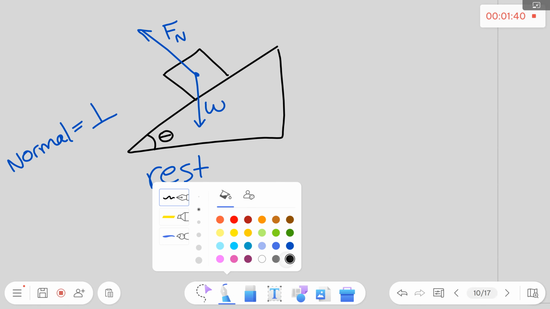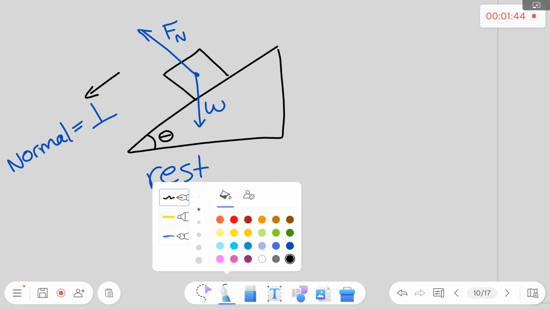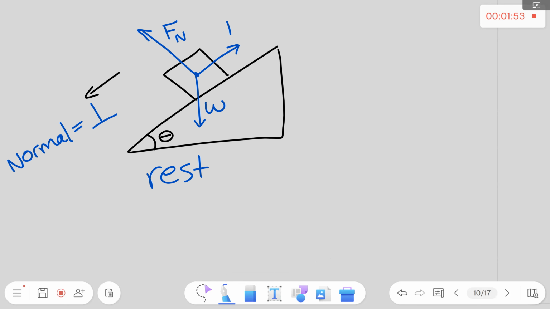This box wants to slide down, right? It wants to slide down the ramp. What's that force that prevents motion? Friction. Friction opposes motion, so friction is going to be going up the ramp. Cool.